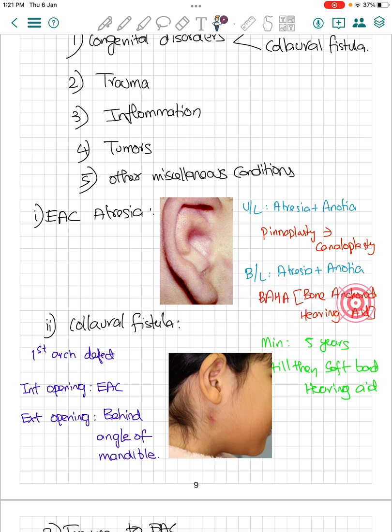So to do this BAHA or bone anchored hearing aid, minimum 5 years of age is required. Before that we can place a soft band hearing aid, like placing a band on the child's head.